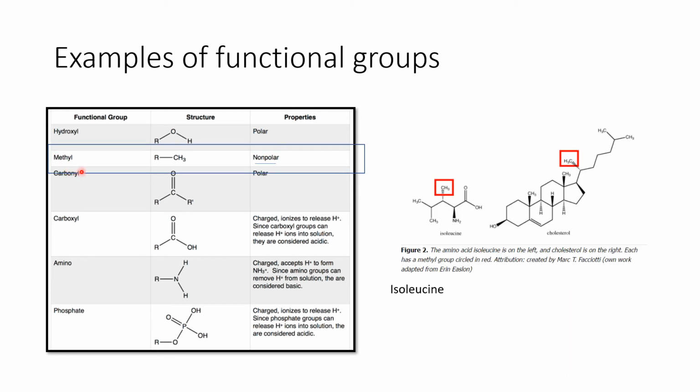Methyl is a functional group that has 3 hydrogens and a carbon attached to an R group. This is shown in the example isoleucine, an amino acid that has a methyl group shown here with a red box. Another example is cholesterol. It has methyl groups attached to it as well. The methyl functional group is nonpolar.